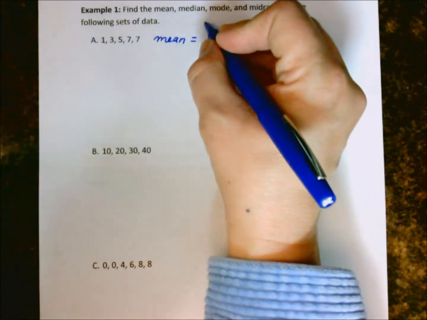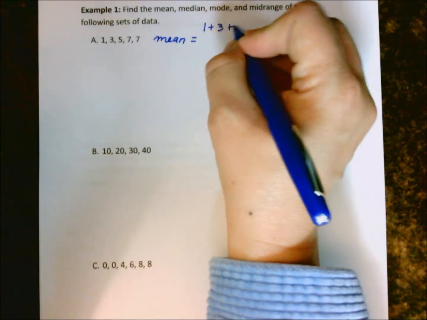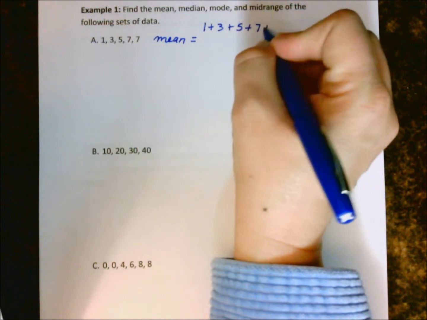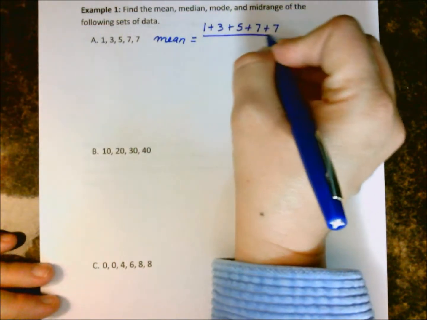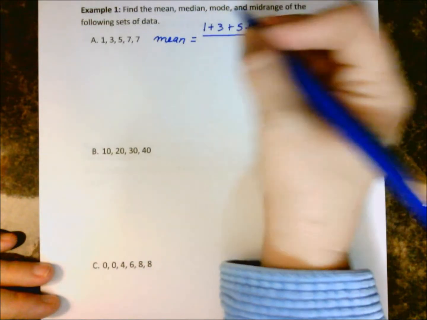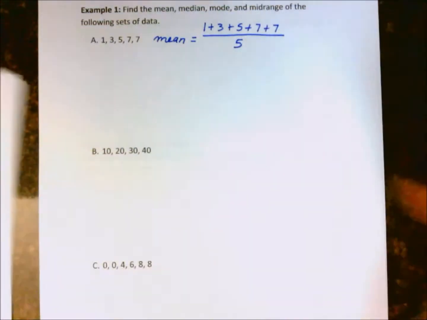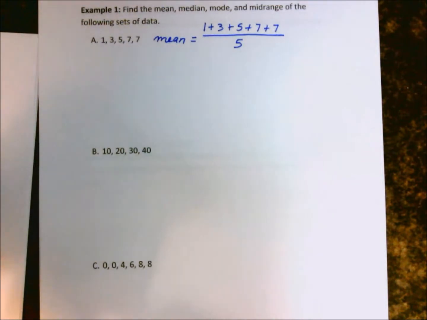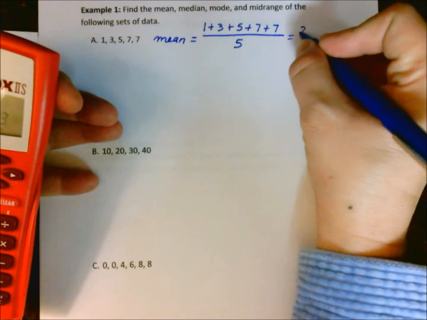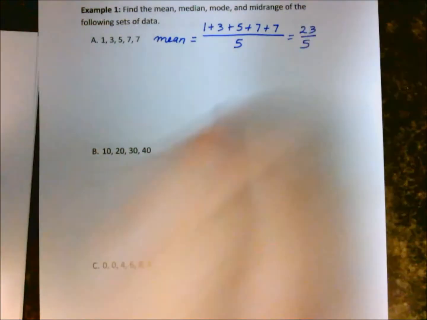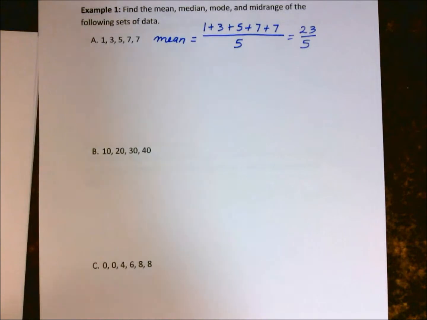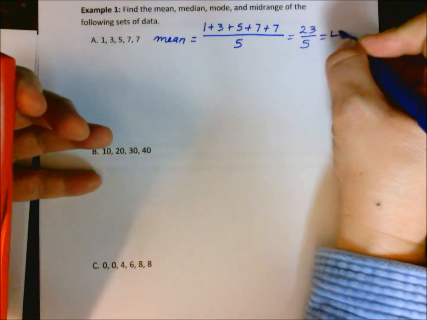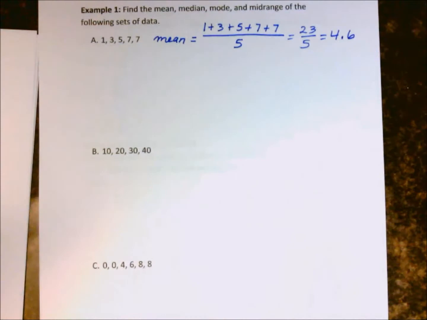So we take the numbers 1, 3, 5, 7, and 7, and we add them up and we divide by 1, 2, 3, 4, 5 numbers in the set, so we divide by 5. So I'm going to take my calculator and simply do that. Let's see, 1 plus 3 plus 5 plus 7 plus 7 equals 23. And we're going to divide that by 5. And we get 4.6, okay, as the mean.